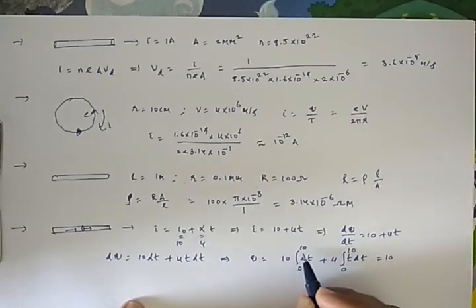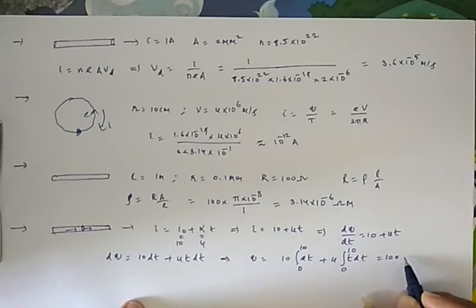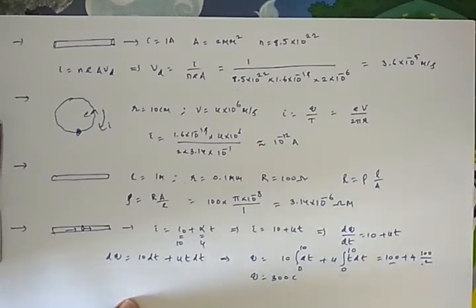When you apply boundary conditions, you get 10 into 10, 100 plus 4, that is t square by 2. When you apply boundary conditions, t square by 2 is 100. Because here it is 100 and there it is 200, then the total answer will be 300 coulombs. So 300 coulombs is the answer.